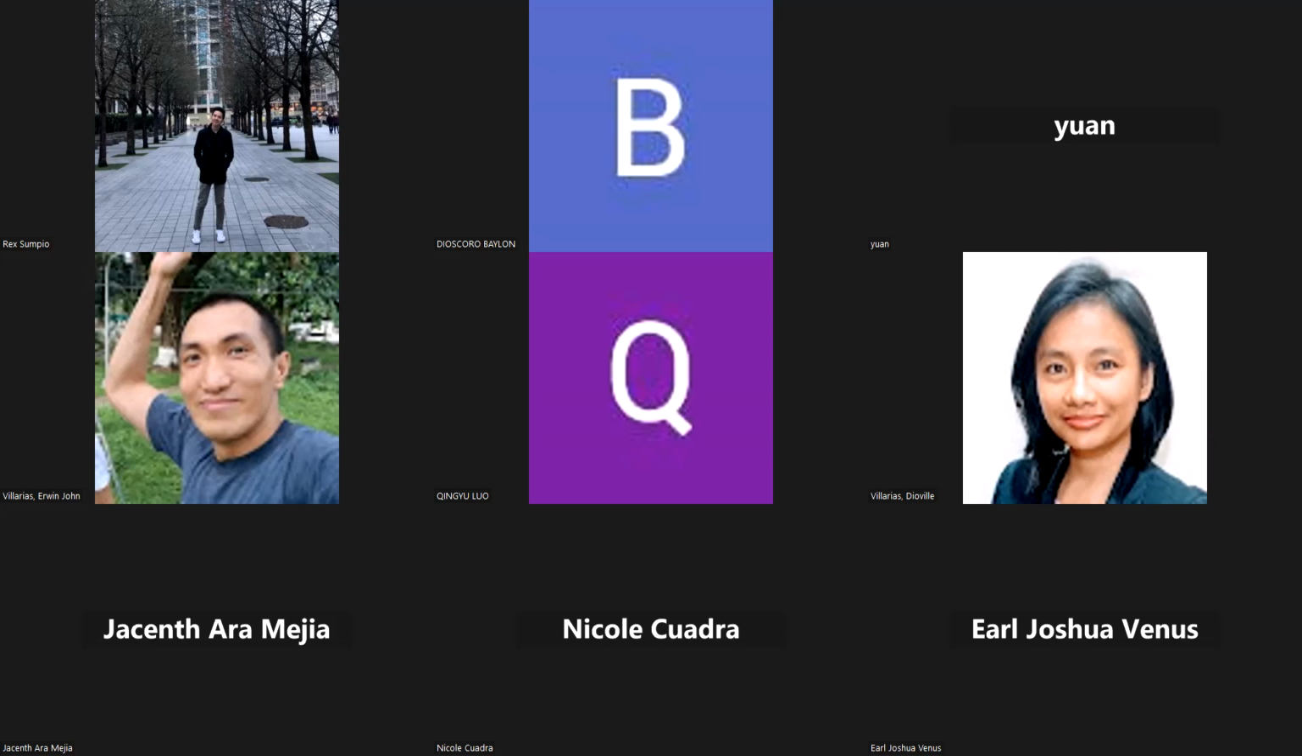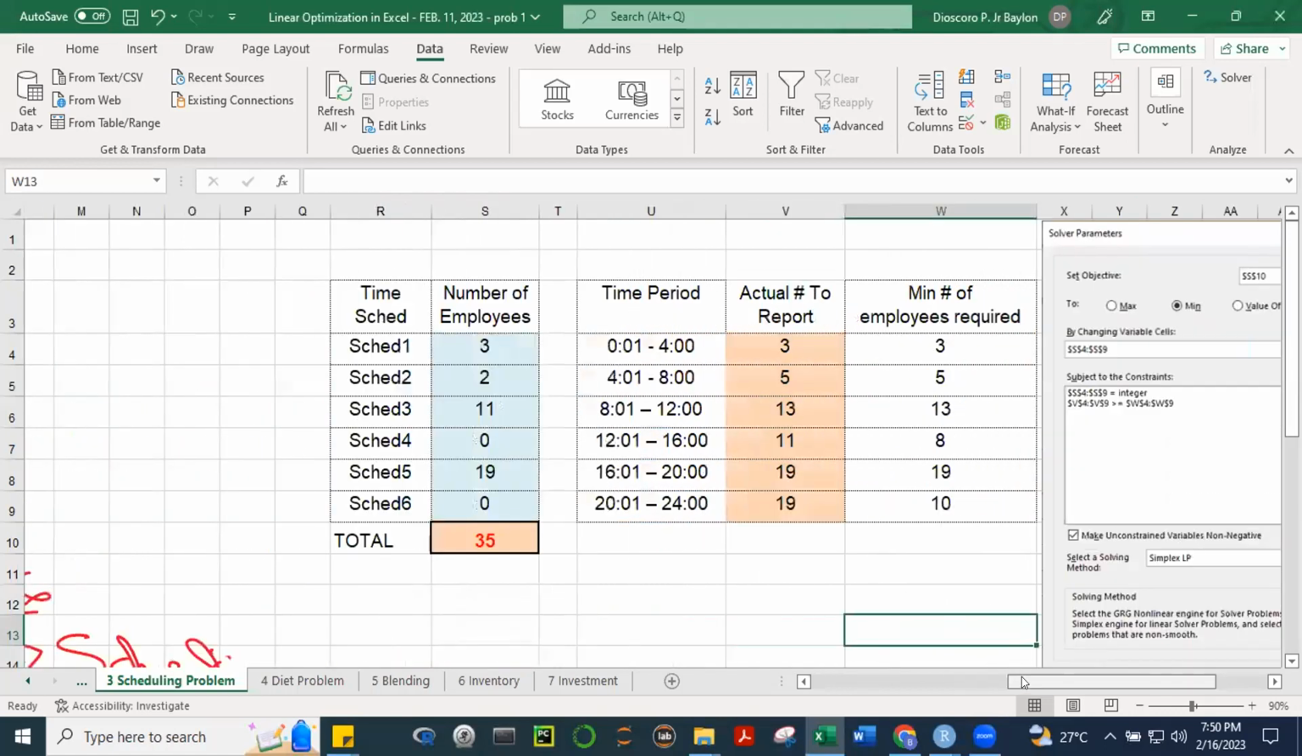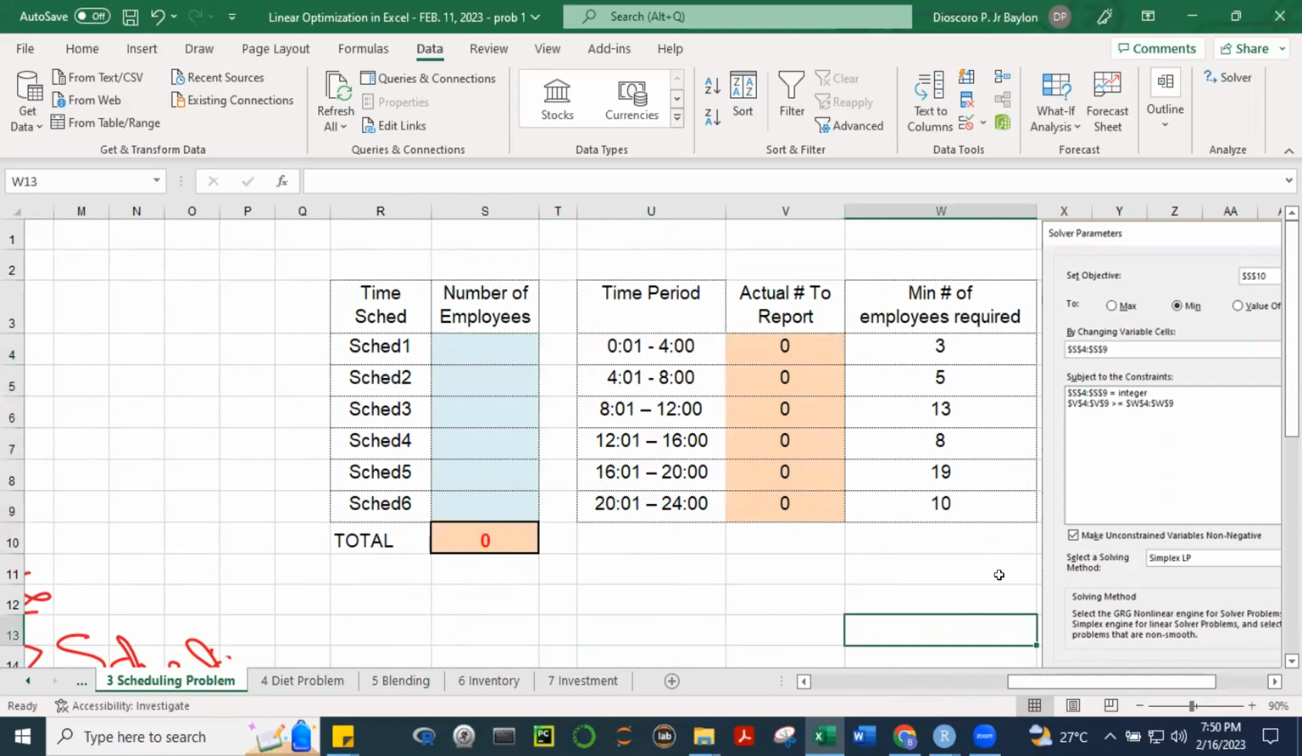Okay, so let me share my screen back. So there are different ways to do this. I just did a simple solution, quite similar to Earl. Okay, so this is my decision variables. Initially, this was empty. Our objective function was simply to add the number of employees. And the constraints, we're told that they should be those that report for work from 1 to 4, which is S1 and S6.